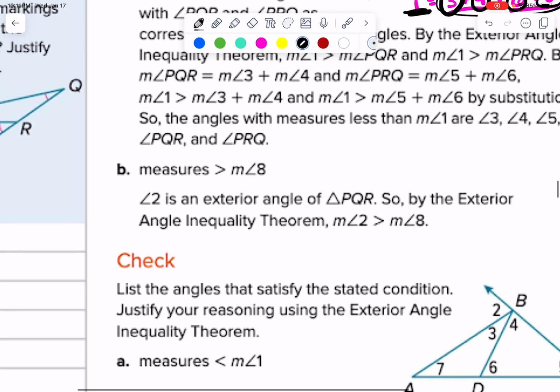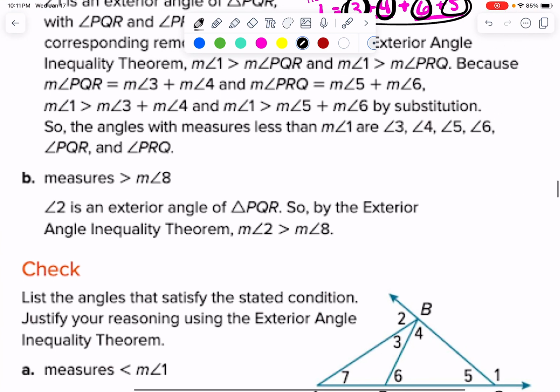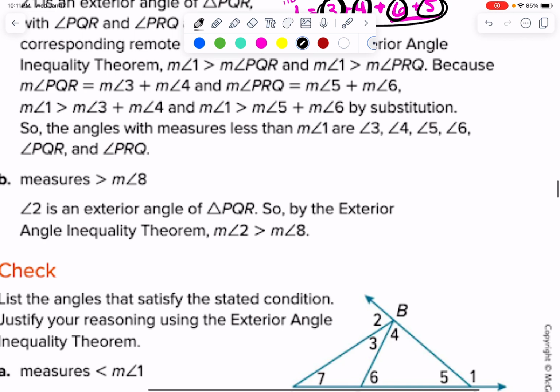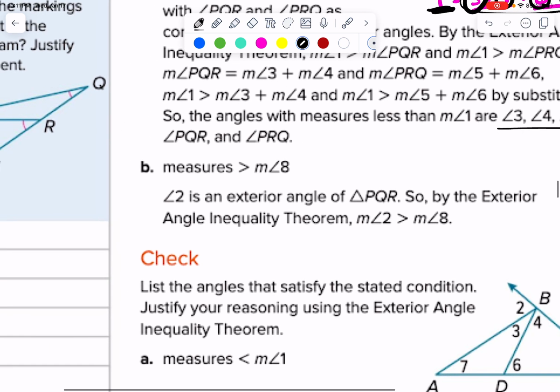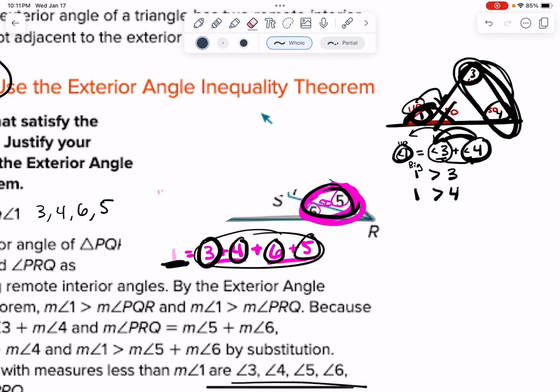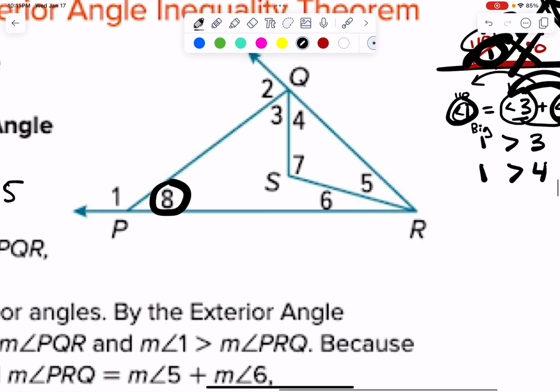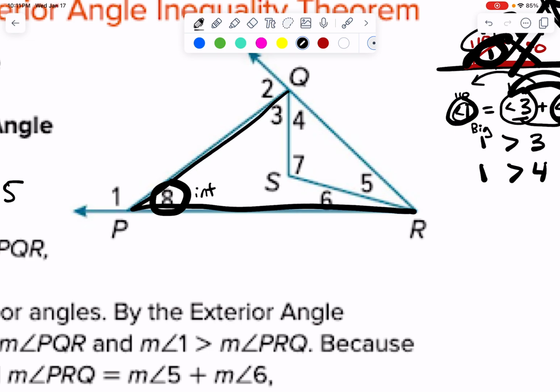Now let's go down into part B, and they want to know which angles have to be bigger. Yeah, 3, 4, 5, 6. Okay, they want to know what measures of the angles have to be greater than angle 8. Okay, so I'm going to go and find angle 8. Let me get rid of all this stuff. Okay, angle 8 is this guy right here. Okay, now here's the deal. Angle 8 is an interior angle. He's inside of this big triangle right here.